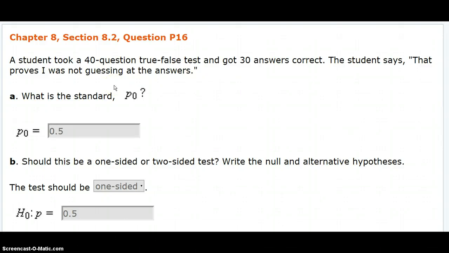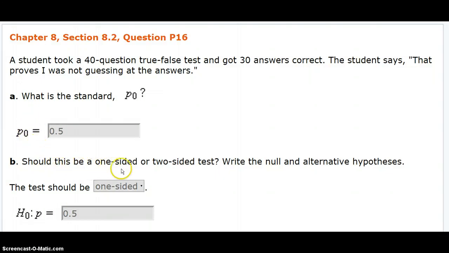Section 8.2, question P16. So we have a student doing a 40-question true-false test and getting 30 answers correct. Now the student says this proves he wasn't guessing. So what's the standard P null, I guess? P naught is what we often say. Well, on a 40-question true-false test, actually it doesn't matter how many questions. On a true-false test, since there's only two possibilities, 50-50 chance with a random guess, so 0.5 is the standard, which would be the null hypothesis as we look into inferential tests.